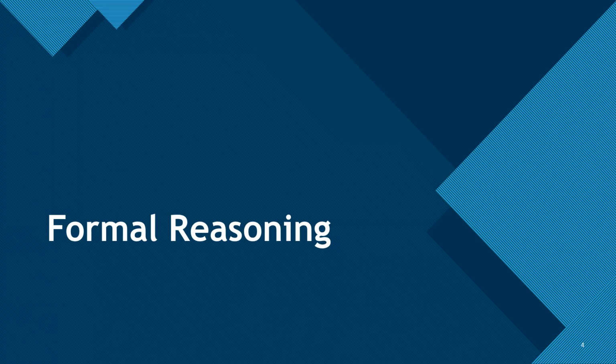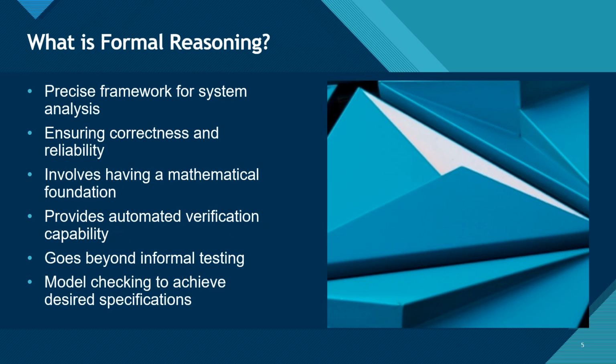Now let us dive into formal reasoning. What is formal reasoning? Formal reasoning is the process of having a precise framework to help us analyze the system's behavior. It is essential for ensuring correctness and reliability, especially for complex systems. It usually leverages mathematical logic in formal languages, which allows us to do more concrete analysis of a system.